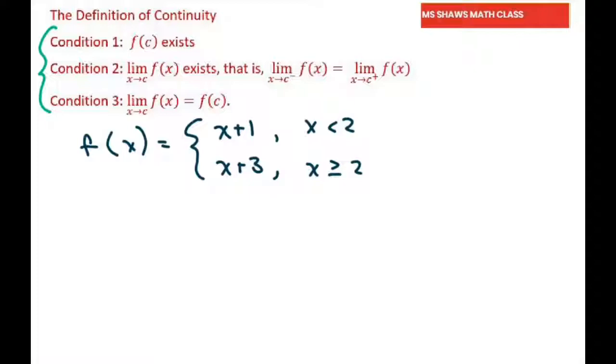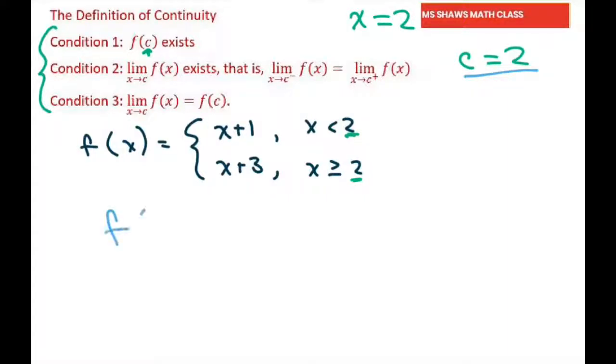So basically, what we're looking at is what's going on at 2. So our c equals 2. That's what they want us to test at x equals 2. And we do the conditions in order. If the first condition isn't met, then we don't need to do the other two conditions. So let's test if it even exists.